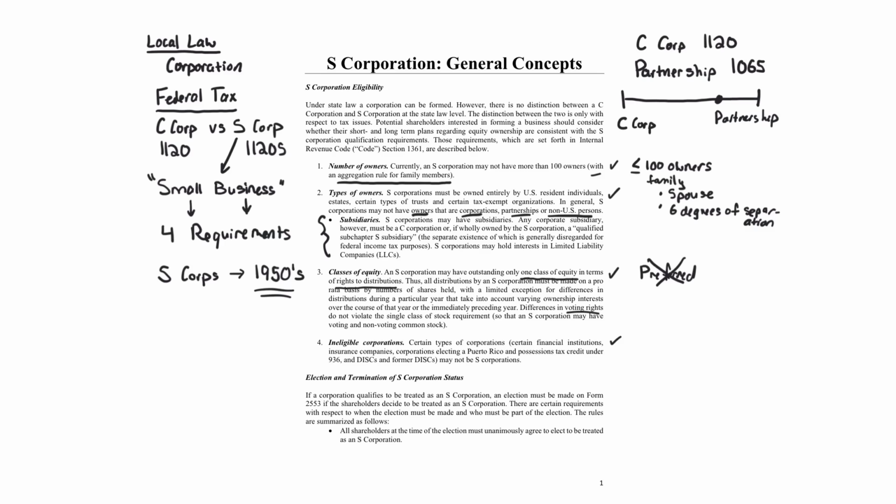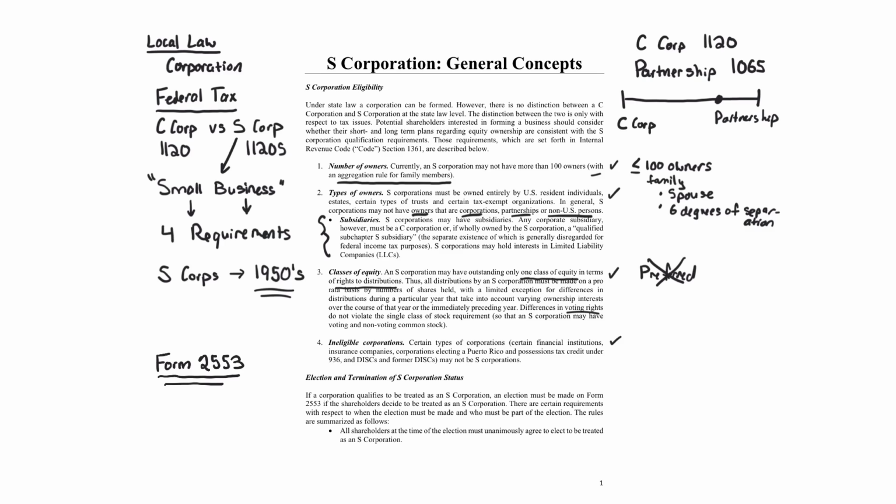All right, let's talk about electing S corporation status. The form that we use to elect S corporation status is Form 2553. And this is the form to elect S corporation status. We're going to talk in a few minutes about terminating S corporation status and revoking your termination. There's no form there. It's just going to be an election that we do on a statement. But that form is important.